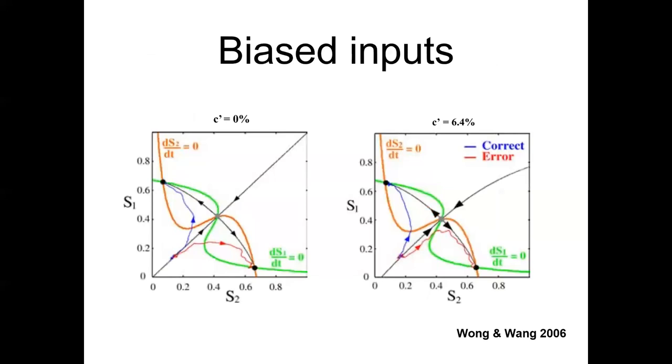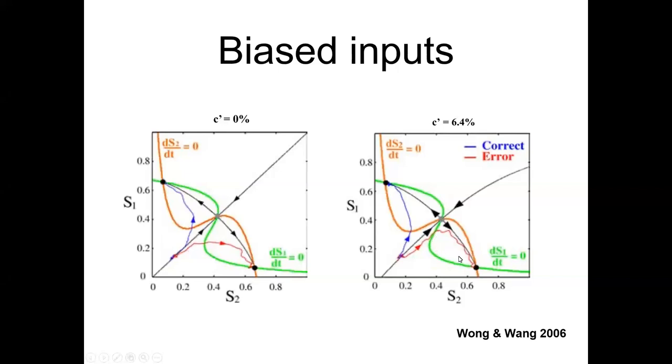So that was the case when the input has zero coherence. What happens when the input is biased toward one of the directions? So here, when we have an input that's biased, still weak, we can see that the part of the phase plane that's corresponding to the correct choice gets a little bit larger, and the part of the phase plane that's corresponding to the wrong choice is now smaller, so that when the network starts to drift away from the initial position, it's more likely to go into the correct basin rather than the error basin.